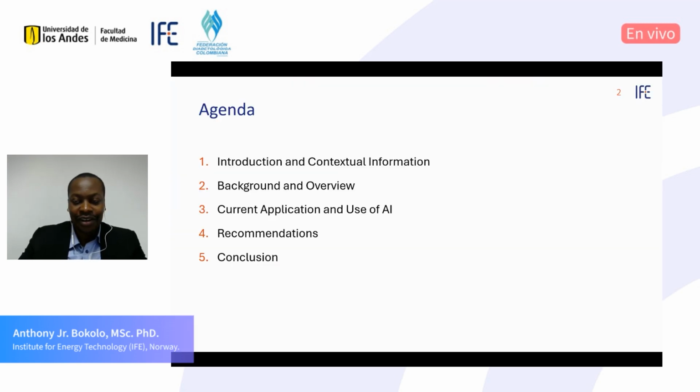The agenda of this presentation is clustered into five main core areas. I start with the introduction and contextual information, and then I proceed with the background and overview. And then we have the current application and use of artificial intelligence, which is AI. And then lastly, the recommendation with some discussion on the barriers, and lastly, the conclusion.